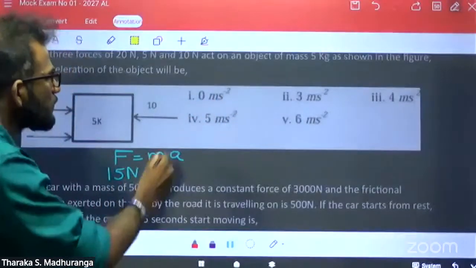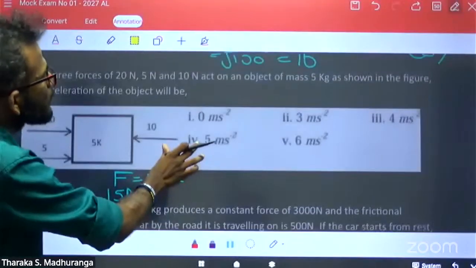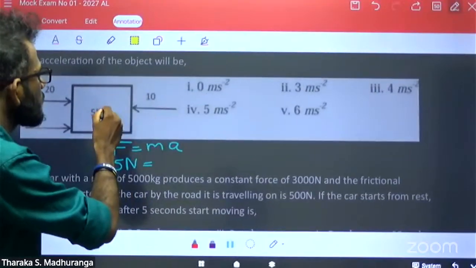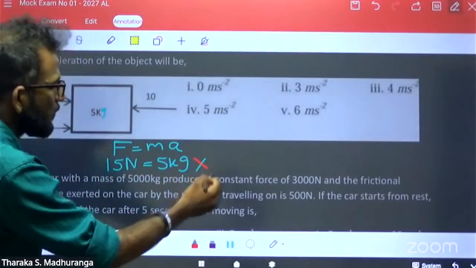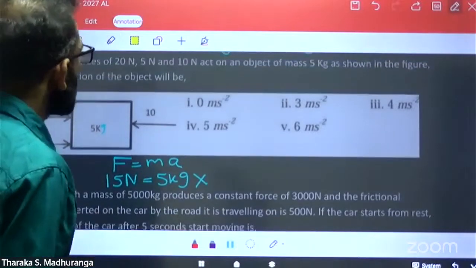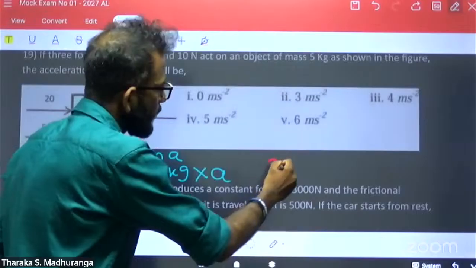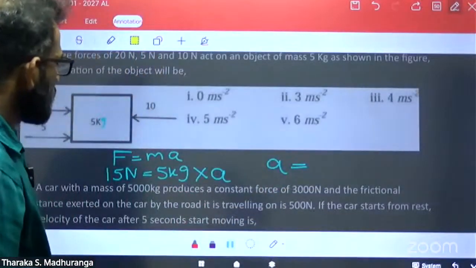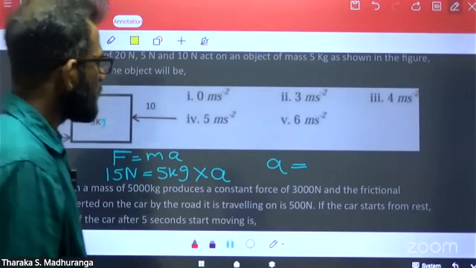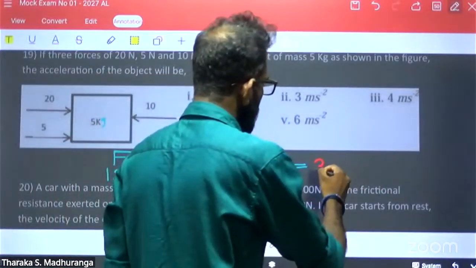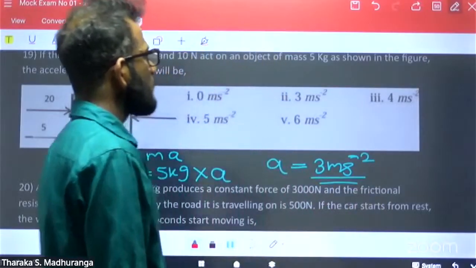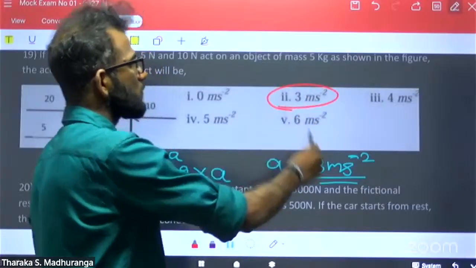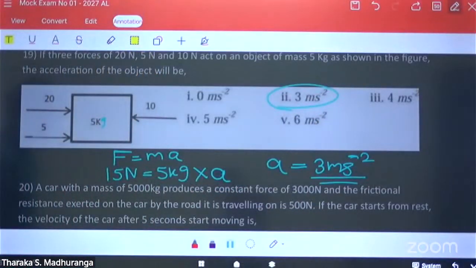15 Newton equals the mass of the object, 5 kilogram, times the acceleration, which is asked. Now I can isolate the acceleration. 15 divided by 5, 3 meters per second squared. Answer number 2.